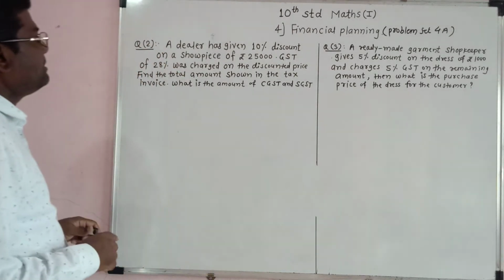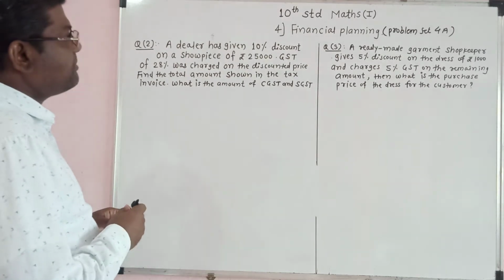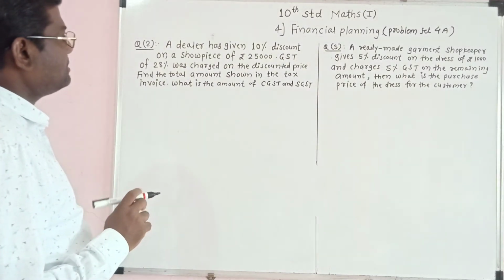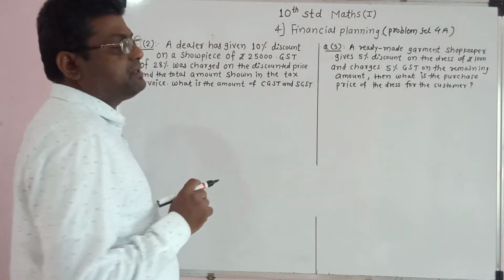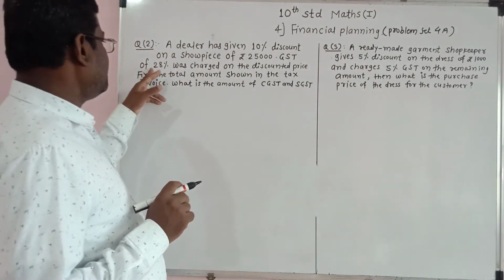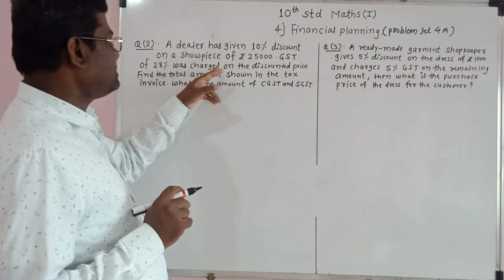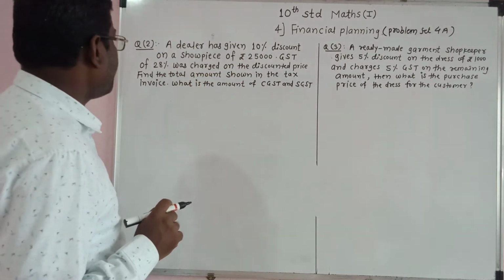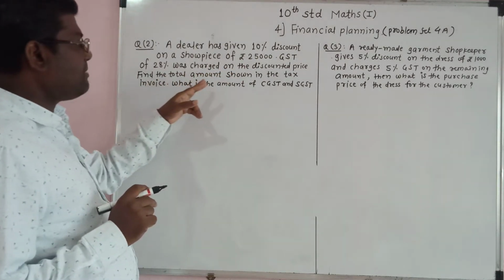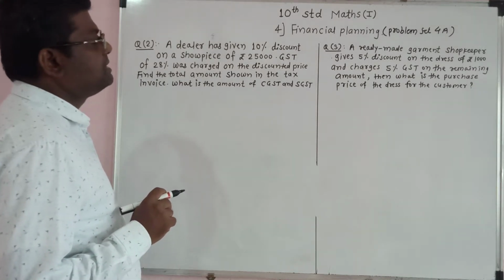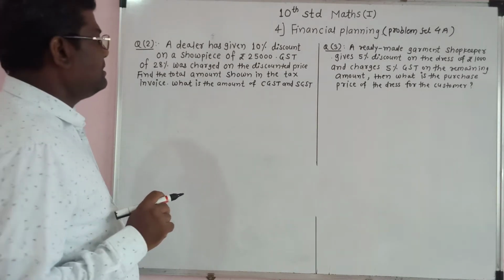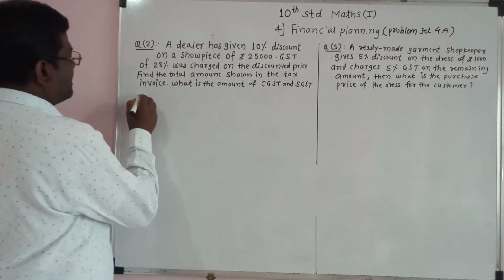Question number 2: A dealer has given 10% discount on a showpiece of rupees 25,000. GST of 28% was charged on the discounted price. Find the total amount shown in the tax invoice. What is the amount of CGST and SGST?